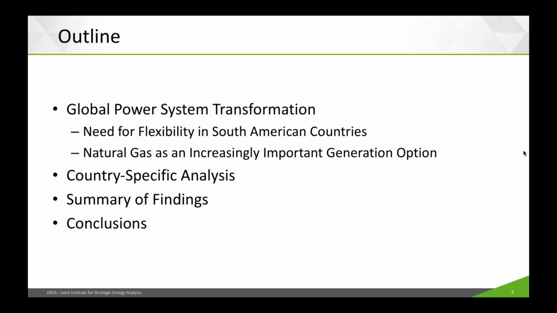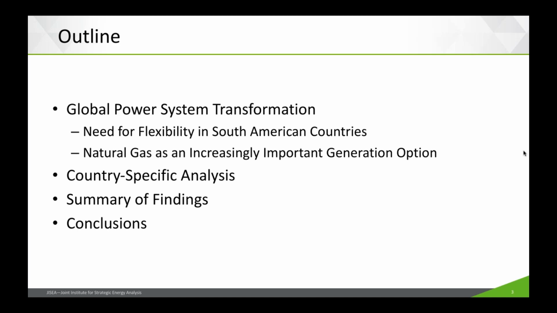So what we're going to look at here, I'm going to cover this first bullet that deals with global power system transformation and talk about the need for flexibility in these key South American countries. And we're also noting that natural gas is one of the powerful options that are available to these countries to deal with situations when they have either a lack of rainfall, or in some cases, they might have too much. So we're going to look at that.